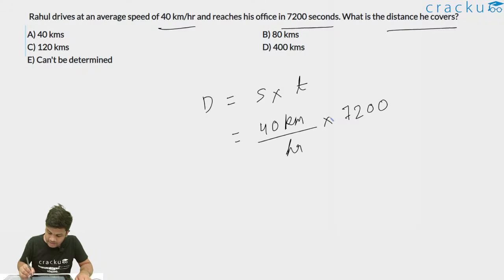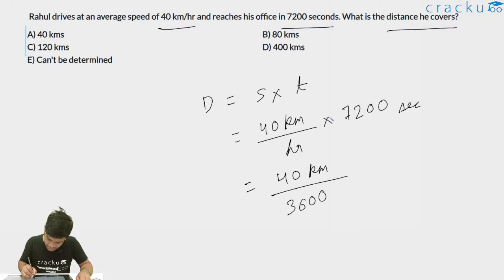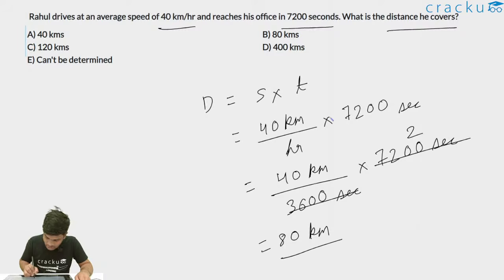Okay. So we can either convert seconds into hours or we can convert hours into seconds. I think converting hours into seconds is easier because we can just multiply hours by 3600 and we will get seconds. So it will be 40 km divided by 1 hour, which is 3600 seconds, into 7200 seconds. Okay. So this will cancel out twice and 40 into 2 is 80 km. So our answer is option number B, which is equal to 80 km.